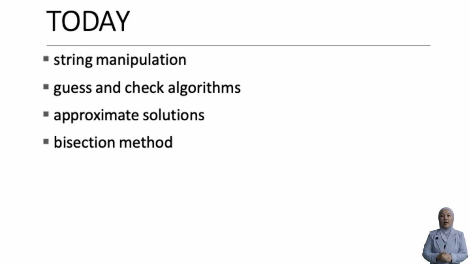First, we'll learn how to dissect, examine, and manipulate strings of text, a crucial skill. Second, we'll use that skill within loops to implement a brute force strategy called guess and check. Third, we'll refine this to find approximate solutions. Finally, we'll discover a much more efficient strategy, bisection search.